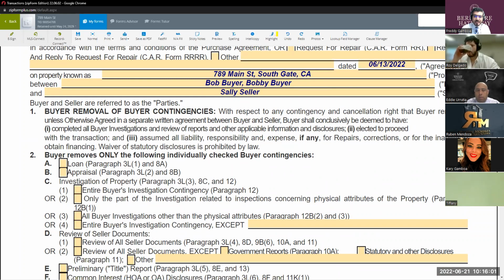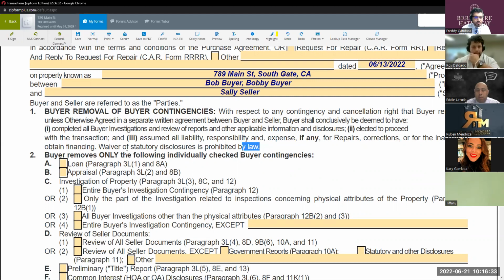With respect to any contingency or cancellation rights the buyer removes, unless otherwise agreed in a separate written agreement between the buyer and seller, buyer shall be deemed to have completed all buyer's investigations, reviewed reports and other applicable information and disclosures, elected to proceed with the transaction, and assumed all liability, responsibility, and expense, if any, for repairs, corrections, or any inability to obtain financing. Waiver of statutory disclosures is prohibited by law.